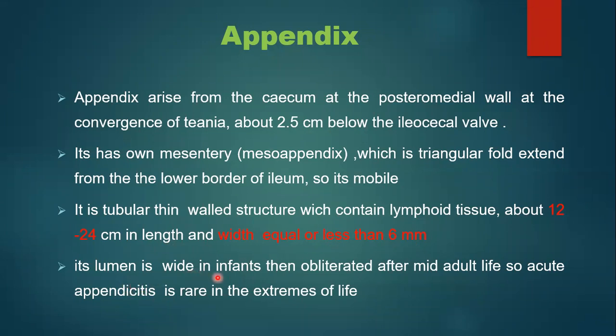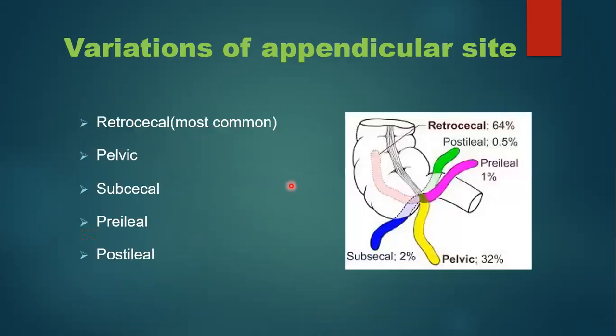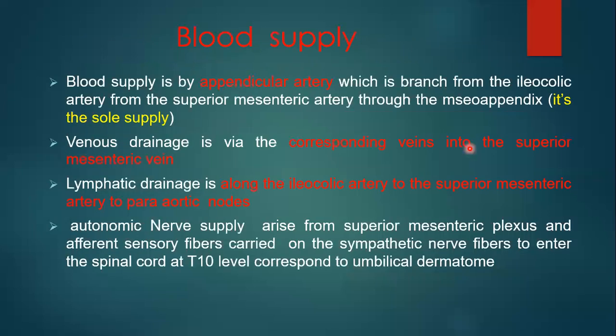Its lumen is wide in infants, then obliterated after mid-adult life. So acute appendicitis is rare in the extremes of life. Variations of the appendicular site. The most common site is retrocecal, 64%, followed by pelvic, 32%, then subcecal, 2%, then pre-ileal, 1%, then post-ileal, 0.5%.